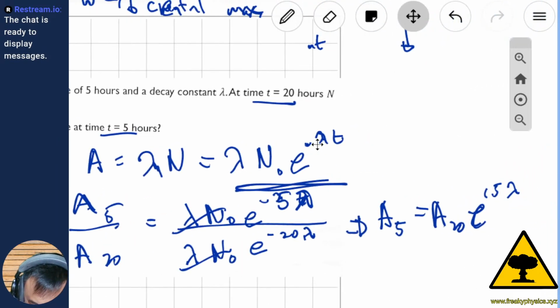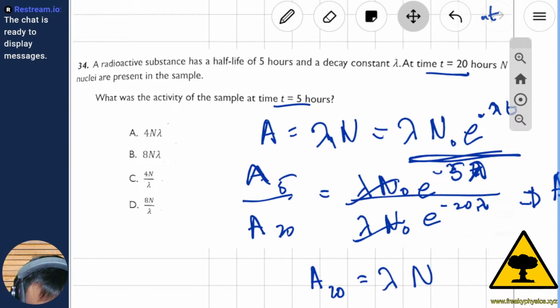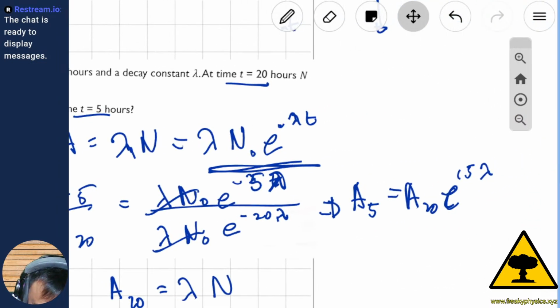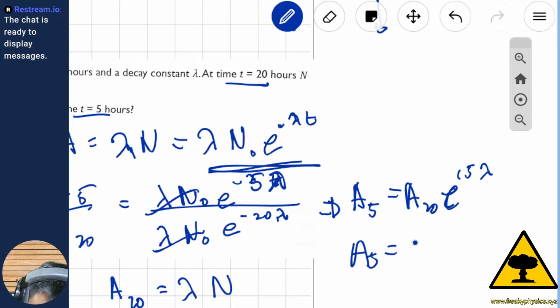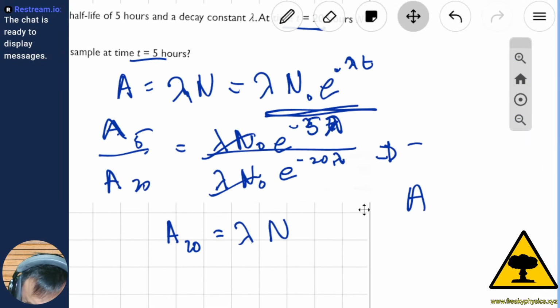But remember, we can also use that the activity is equal to lambda times N. So A20 would also be equal to lambda times N already, because you have N nuclei present. So substitute that in. So A5 would be equal to lambda N e raised to 15 lambda. That's it. But that's not in any of our choices, right? So in this case, you can already see this is taking too long.